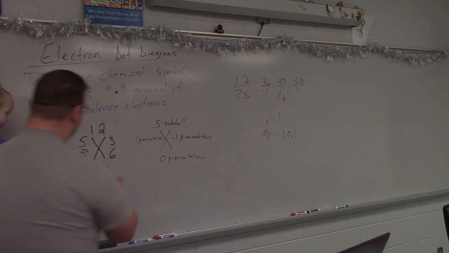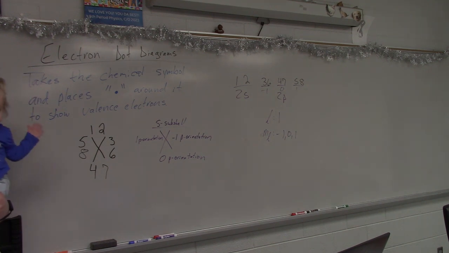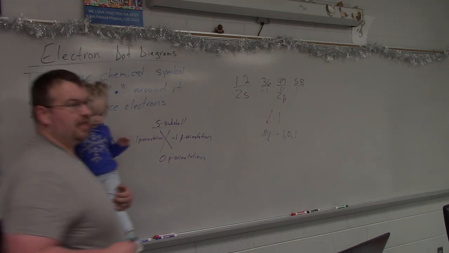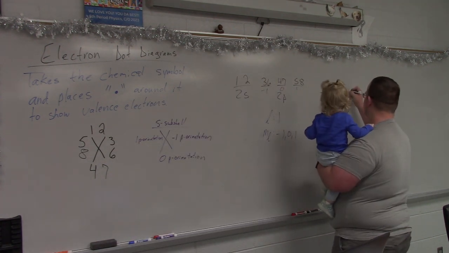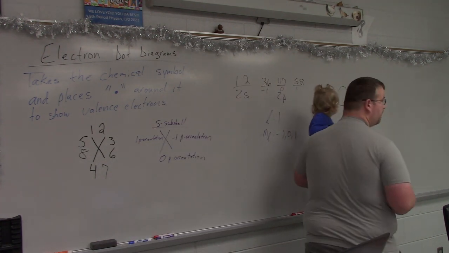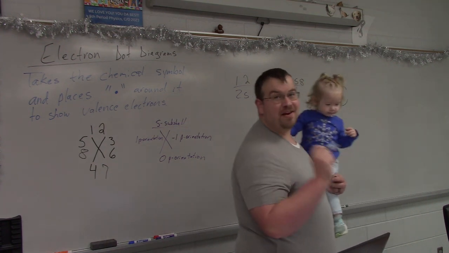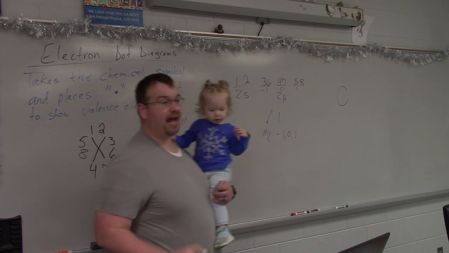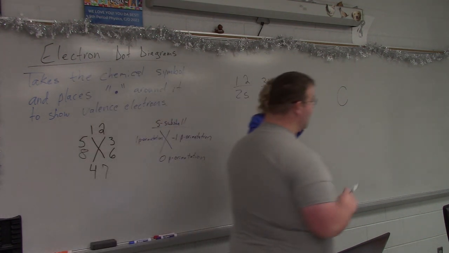What am I giving you this for? This right here tells you where the electrons go. So let's say, for example, I asked you to give me an electron dot diagram for carbon. We write the chemical symbol down. There's C for carbon. Now, from here, how many valence electrons does carbon have? Six. No, four. Carbon has four valence electrons.